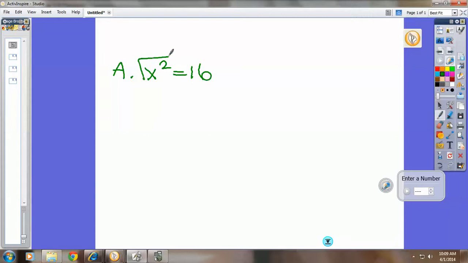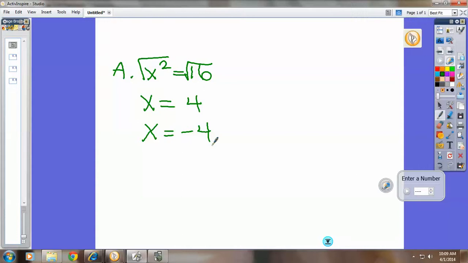Do this with me, please. So x is equal to what? Well, what is the square root of 16? 4. What's the other answer? -4. Negative 4. We could solve some of these by hand. Sometimes it's not going to be that easy.